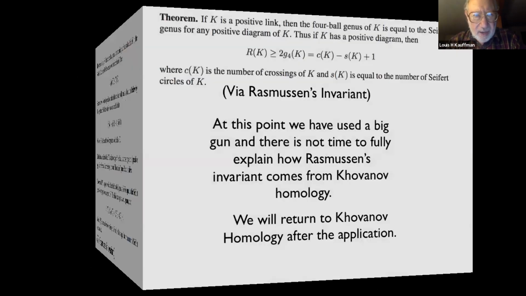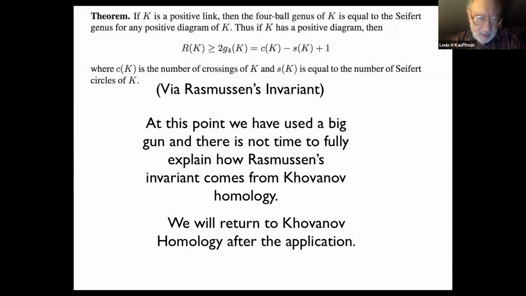And then we have the following thing that we can immediately say, knowing Rasmussen's result. Rasmussen proved that a positive link or knot has four-ball genus equal to the genus of the Seifert surface. Now, I'm going to give you a sketch of how Rasmussen proves that by using Khovanov homology, because I'm going to talk about generalizing these results to virtual knots. But for the moment, just accept it.